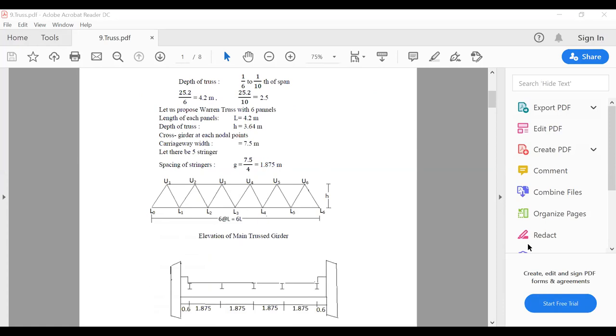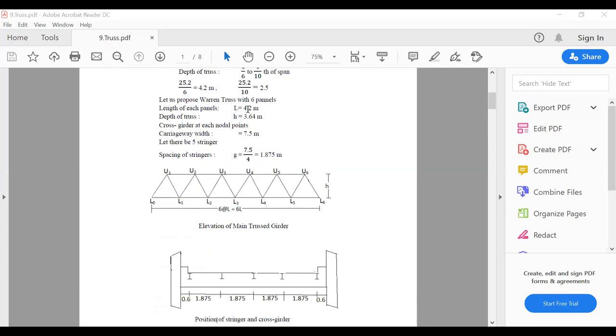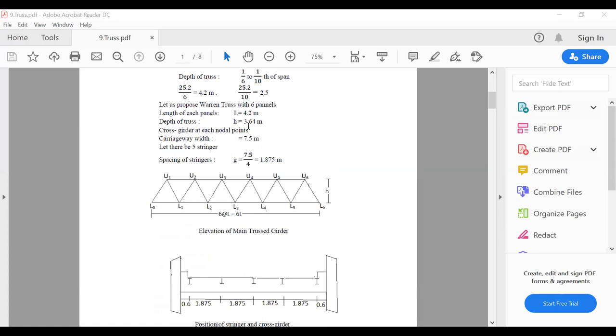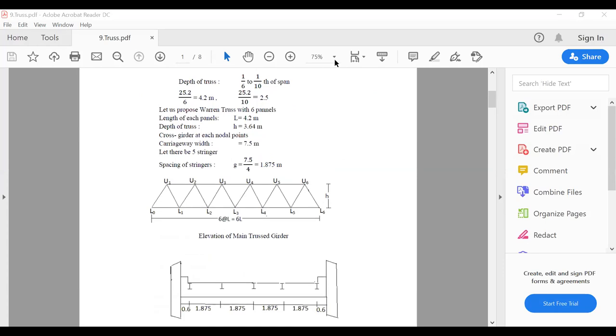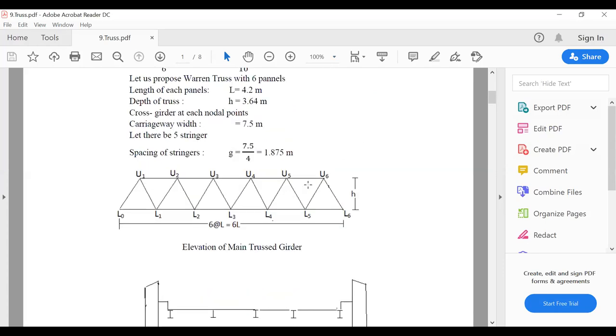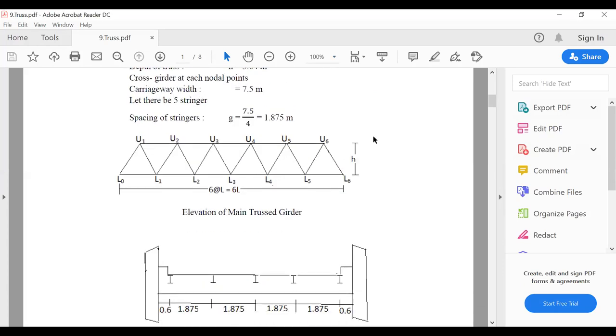Okay, so one second. Now, the length of each panel is given as 4.2, then the depth of the truss, the height, is given as 3.64. You can see it directly in the PDF, 3.64. This one, 3.64.